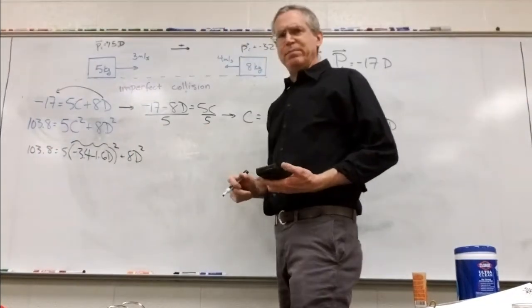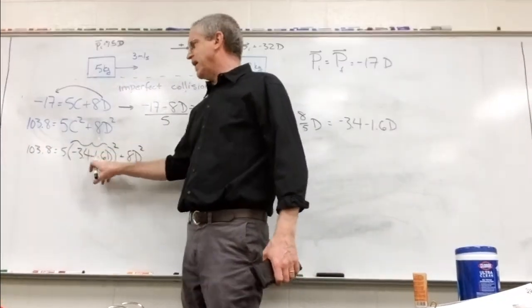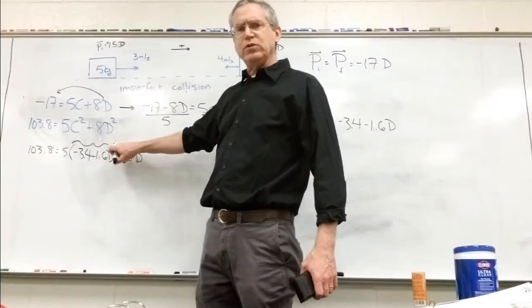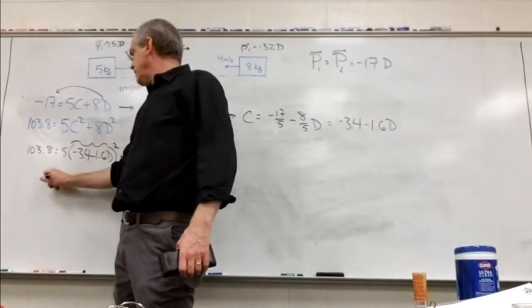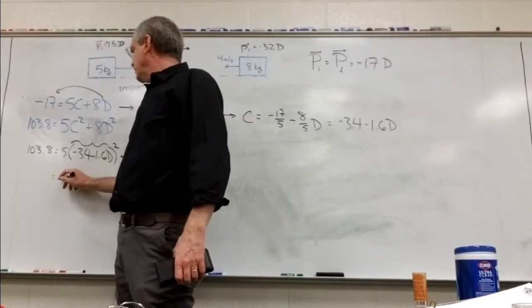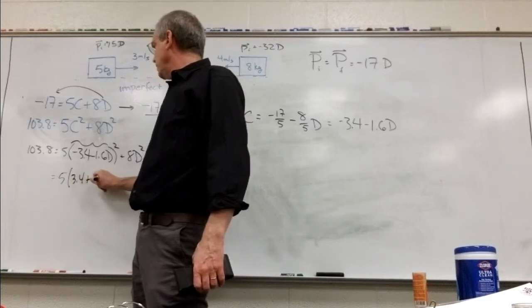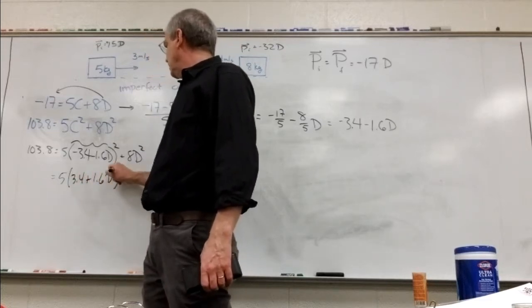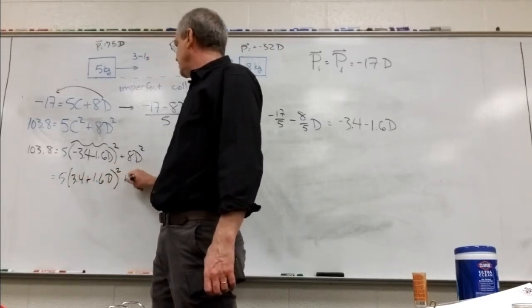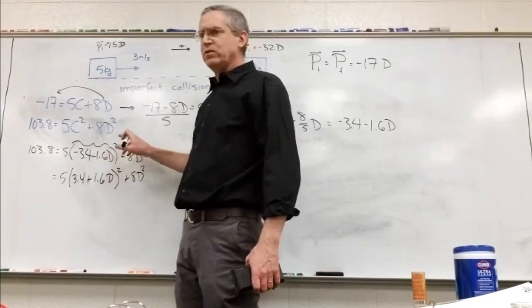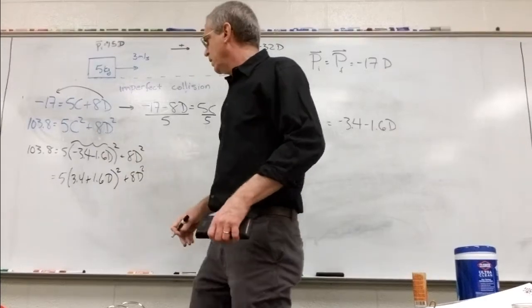I am multiplying a binomial here. Notice that the negative sign, I can factor the negative out, but I'm still squaring it. And so this is equal to 5 times (3.4 plus 1.6d) squared plus 8d squared. Just because the negative sign there, when I square it, the negative sign goes away.